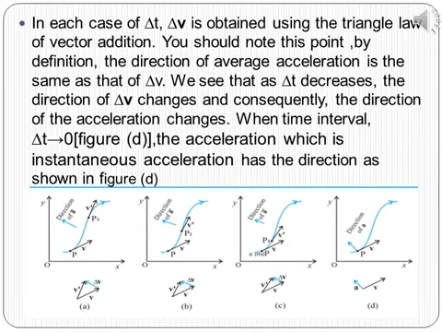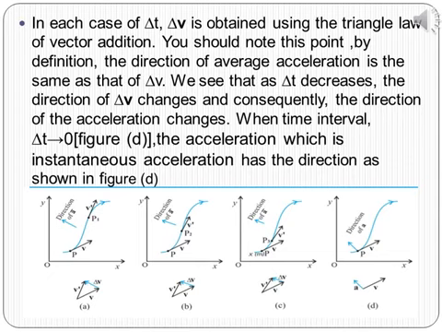By definition, the direction of average acceleration is the same as that of delta v, the change in velocity. Then we see that as delta t decreases, the direction of delta v changes and consequently the direction of the acceleration changes. When the time interval delta t tends to 0 as shown in figure D, the acceleration, which is the instantaneous acceleration, has the direction given in figure D.